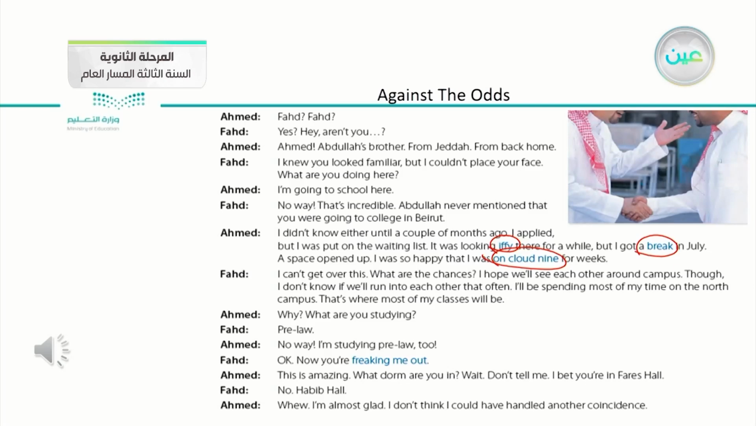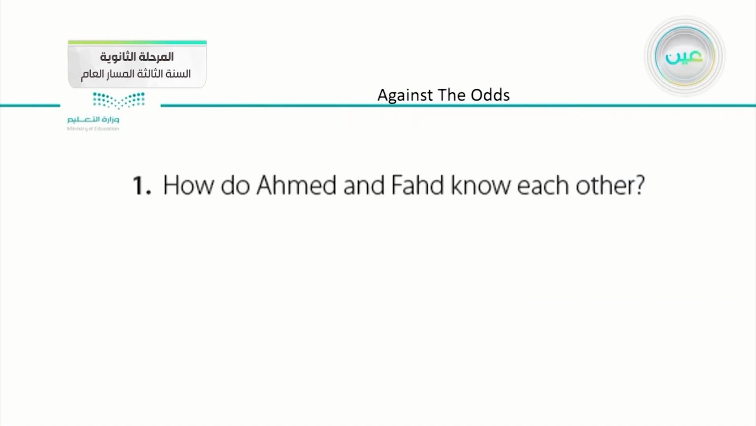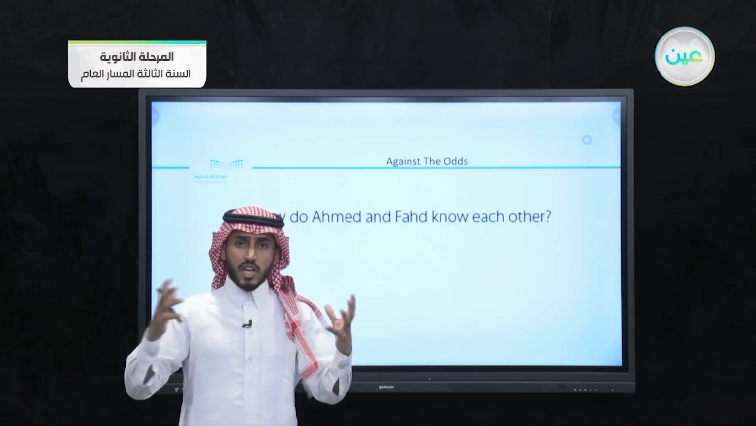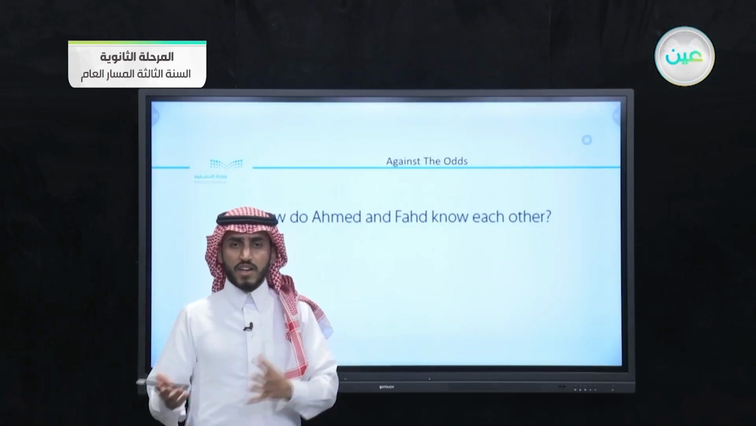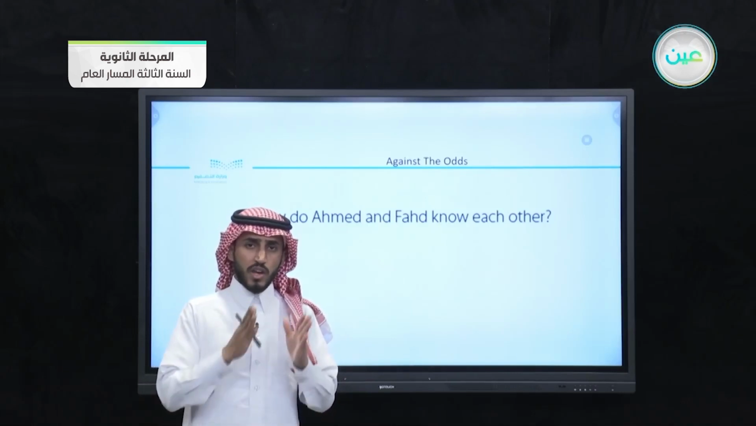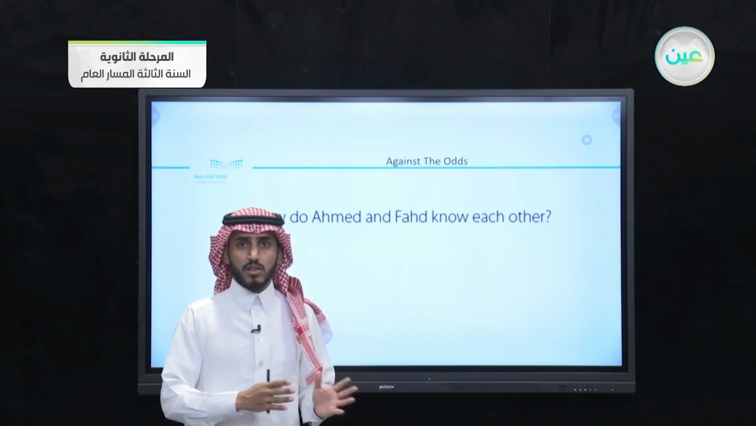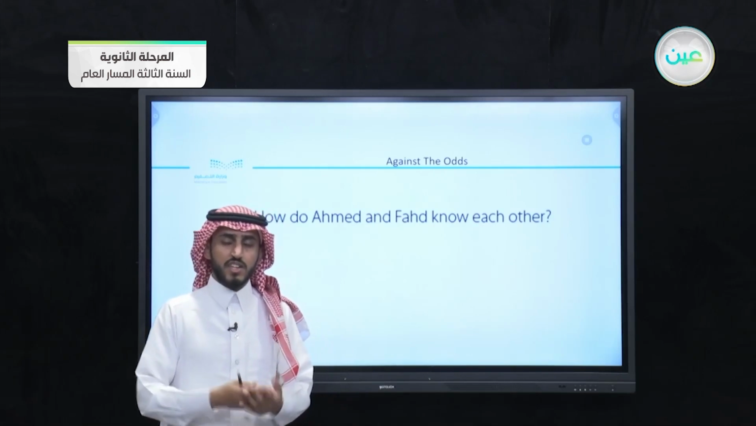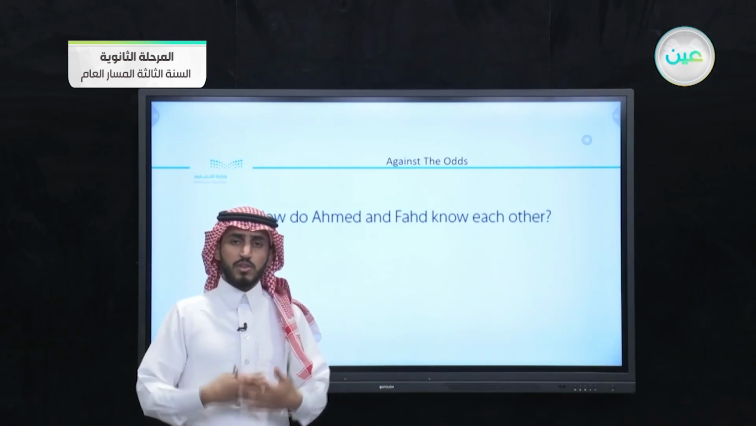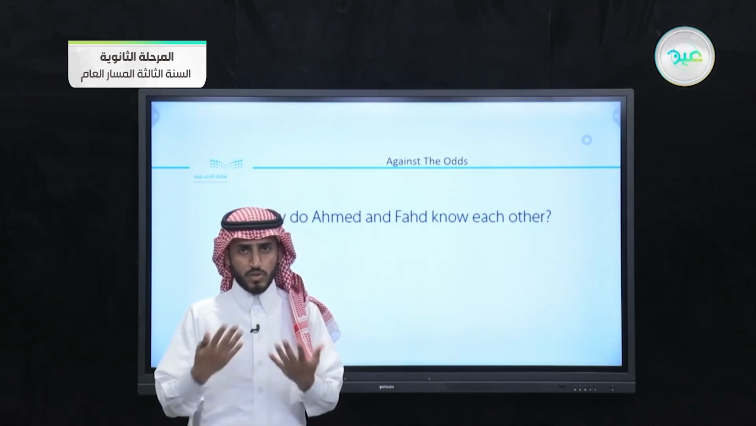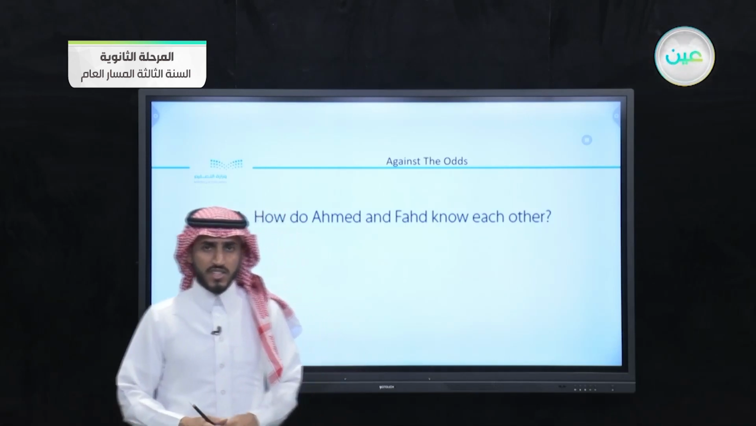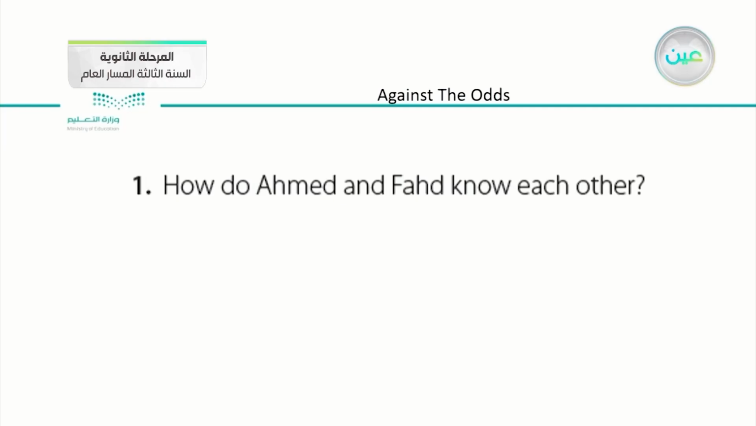Okay, now we listened to the conversation again. Then we have the first question. We will do the first question together. And we should keep in mind that the answers to these questions vary from one person to another. There is no one right answer. The answers may vary, so we have some suggested answers, but feel free to write your own answers or use your own style for writing these answers. Number 1, how do Ahmed and Fahad know each other?